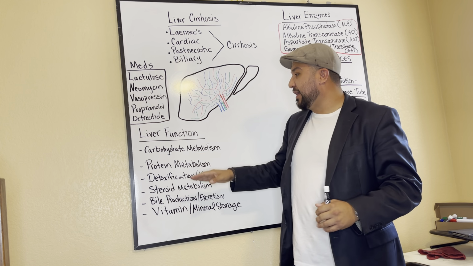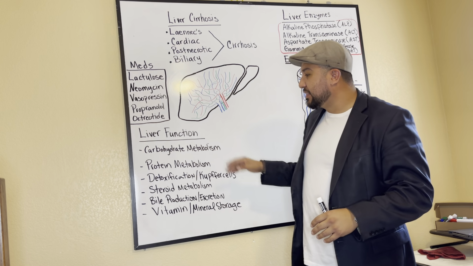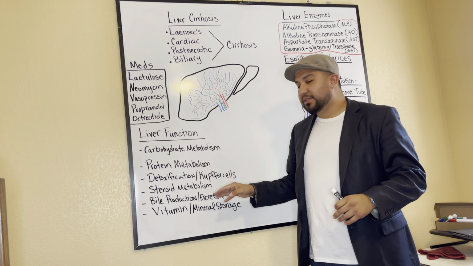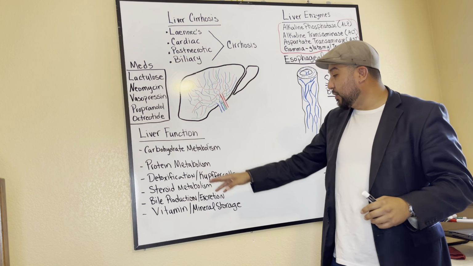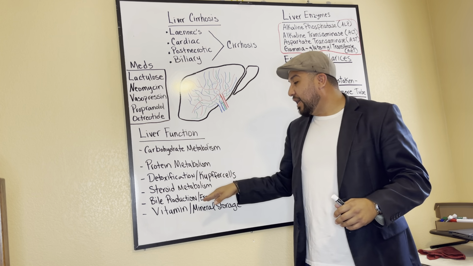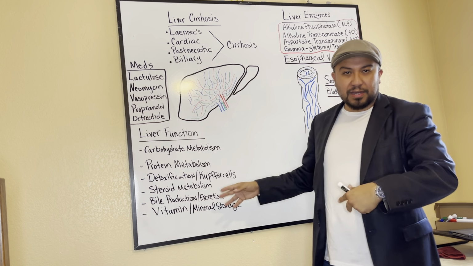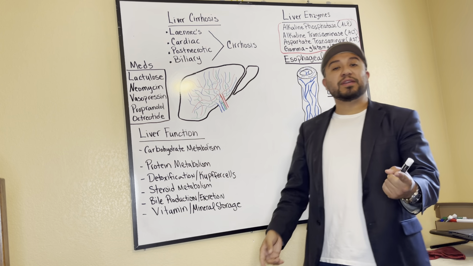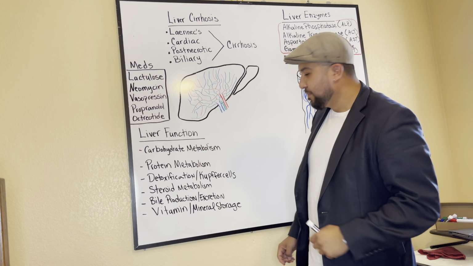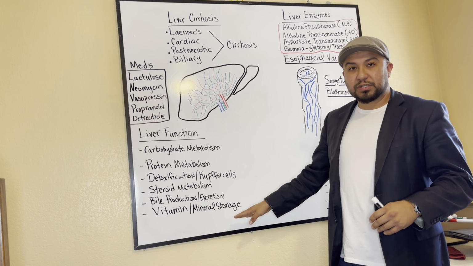The liver functions basically include all these elements: carbohydrate metabolism, protein metabolism, detoxification, and that is aided by the Kupffer cells. Steroid metabolism, bile production and excretion, which happens through the gallbladder and through the bile, we excrete it out. It's actually what gives our stool its pigment of brown color. And then vitamin and mineral storage, among many other things.